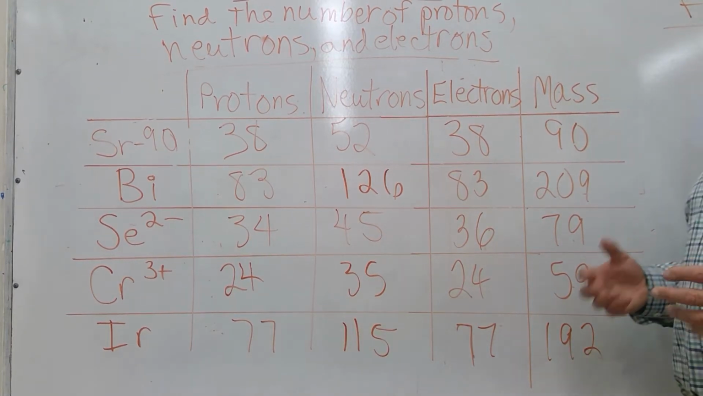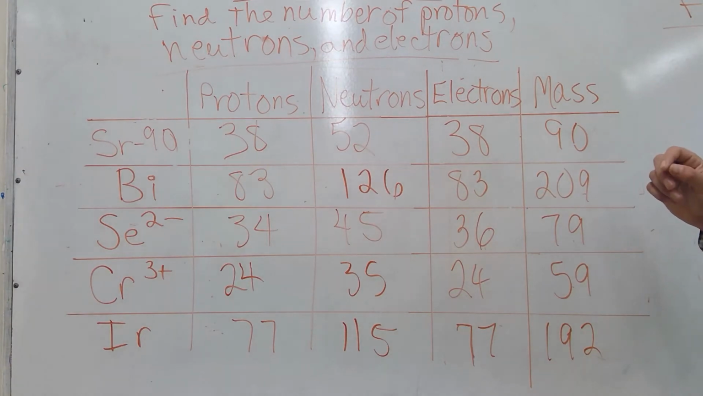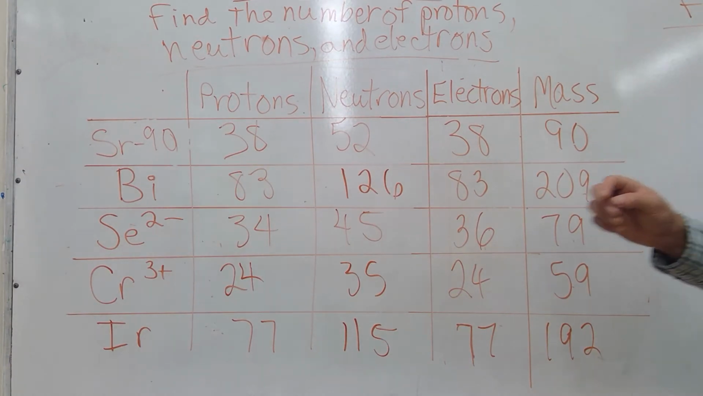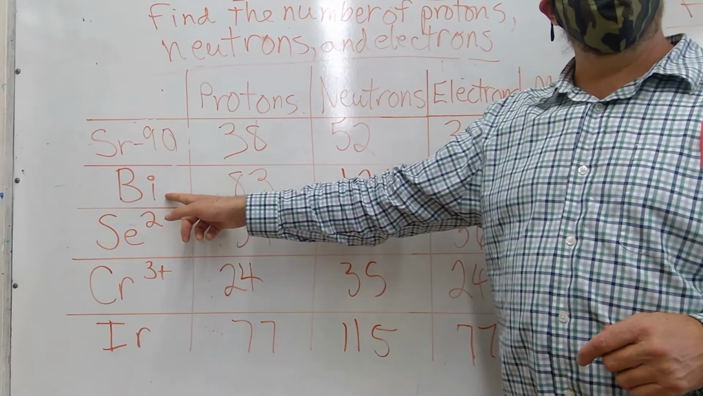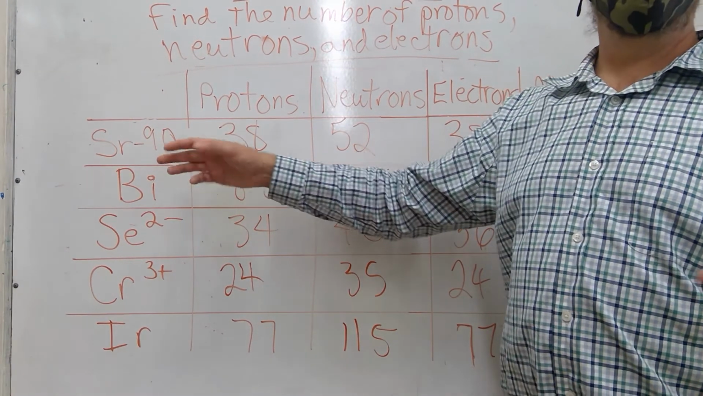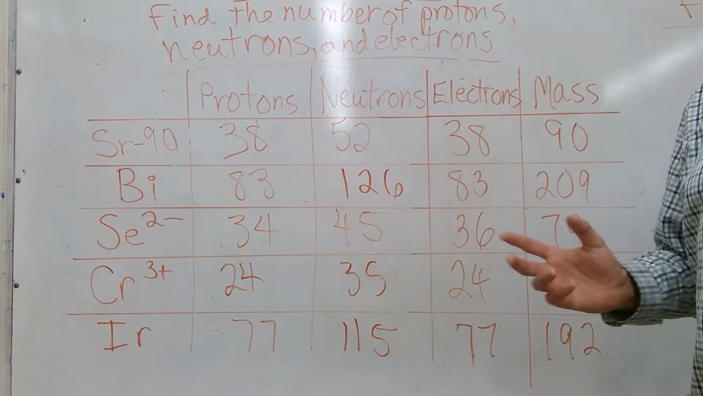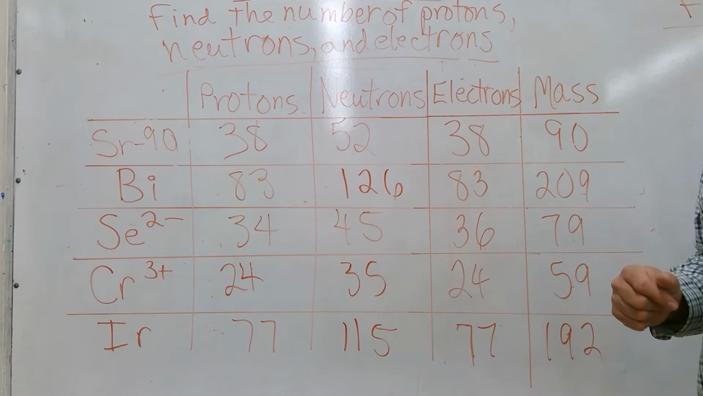Today we're going to look at how to count the number of subatomic particles in an atom, depending on whether we are looking at the basic elemental form as represented on the periodic table, an isotope of that element, or a charged particle of that element, also known as an ion.